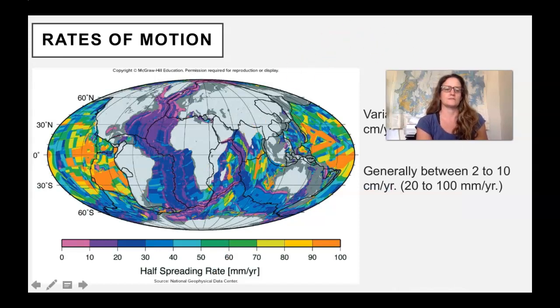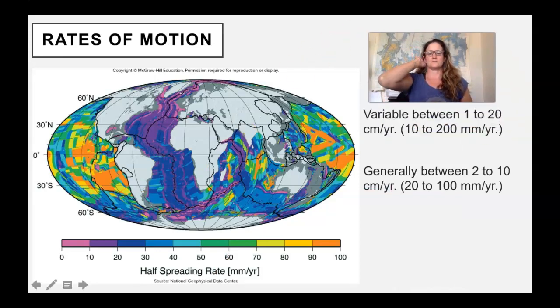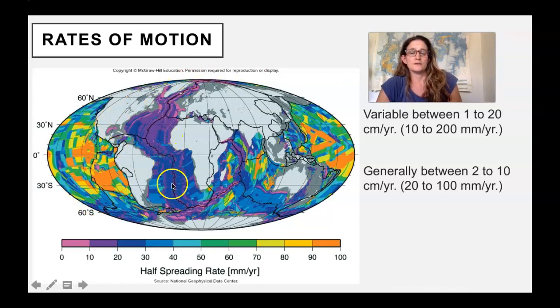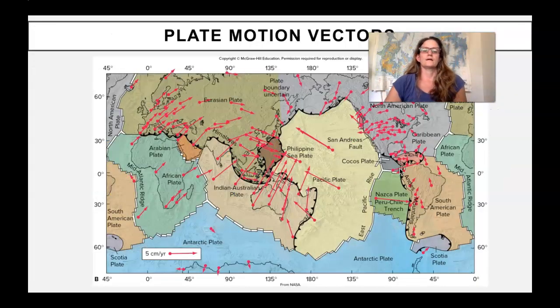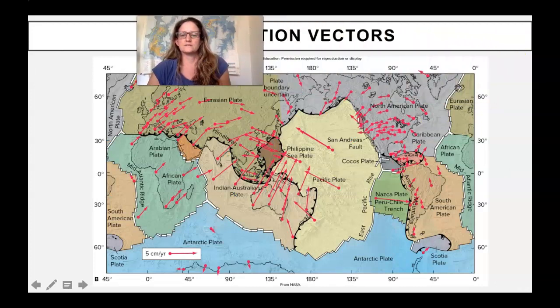All right, the plates move at different rates. This is a map showing the spreading rates. So slower rates would be in the purples, and then quicker rates, higher velocity. Over here on the Nazca and Coast plates, we've got faster spreading than, say, the mid-Atlantic ridge. But in general, we're looking at 1 to 20 centimeters per year. The variability, but in general, it's a little bit smaller window, 2 to 10. I'd say average 3.